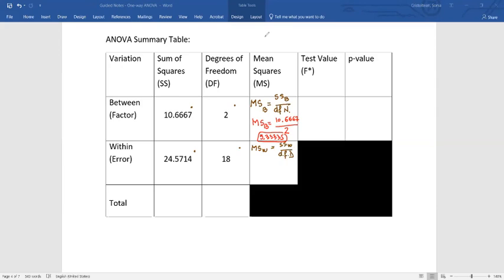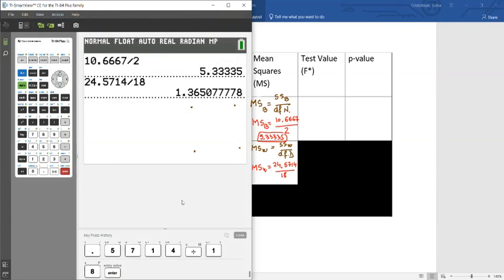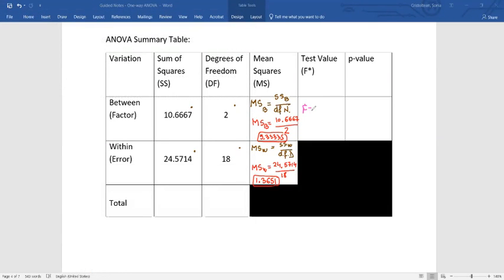So in this situation, we have MSW equals 24.5714 divided by 18, and do the math. That will be 1.3651. Now to find the test value F, we can simply write down the formula MSB divided by MSW.